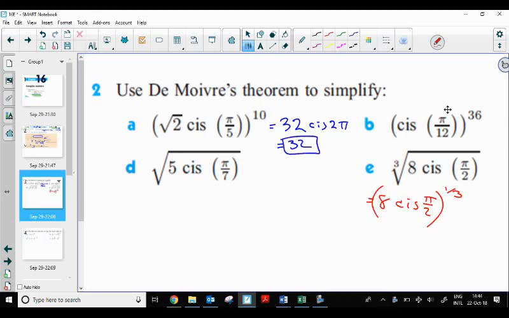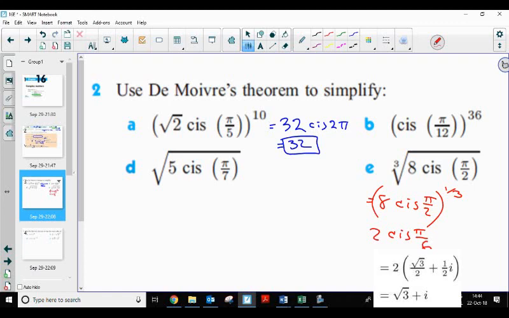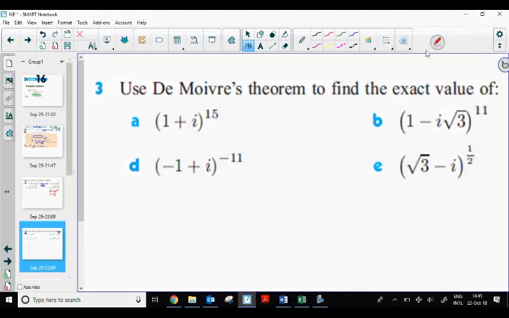For something like letter E in the bottom right, we're going to rewrite that cube root as a power of 1/3. The cube root of 8 is 2. And I'll have cis of pi over 6. If a number is given to you in Cartesian form, you're just going to want to convert it to polar first. So letter D, -1 plus i, that's going to have a modulus of the square root of 2. It'll be cis of 3 pi over 4.